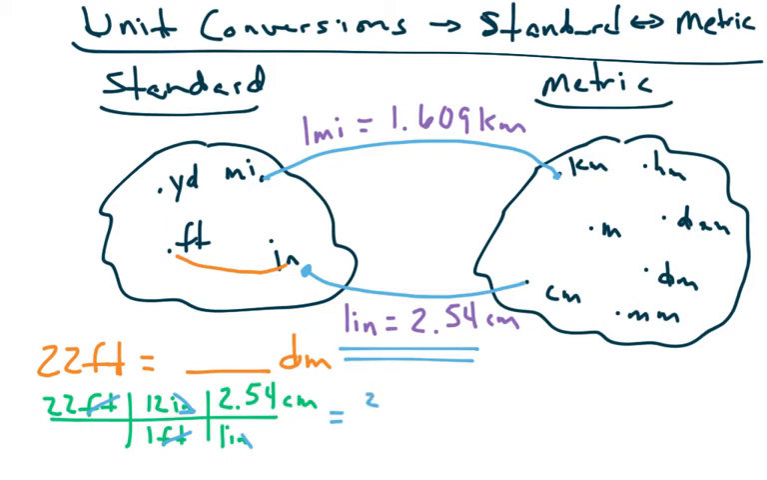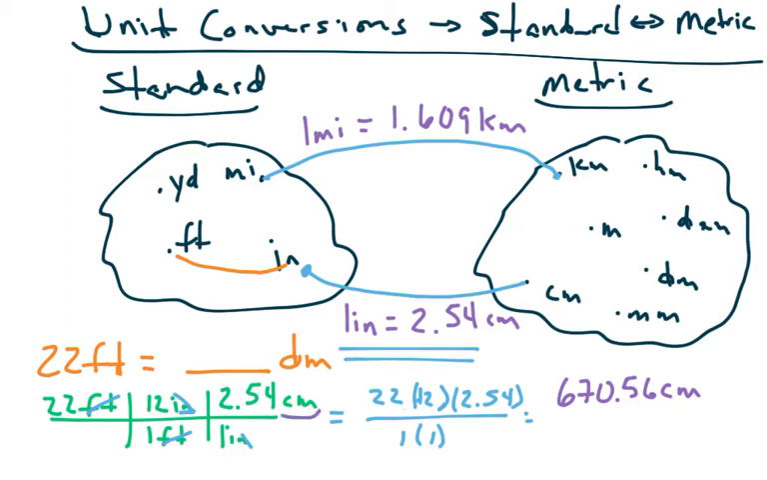So I'm going to take that 22 times the 12 times the 2.54. On the bottom, I just have 1 times 1, so that's just going to give me 1. Doing that math there, I find out that I have 670.56 centimeters. Now make sure that you keep labeling things as you go. It's centimeters because that's the only unit I had left when I did my conversion. So now I'm over here at the city of centimeters, and I need to go to decimeters.